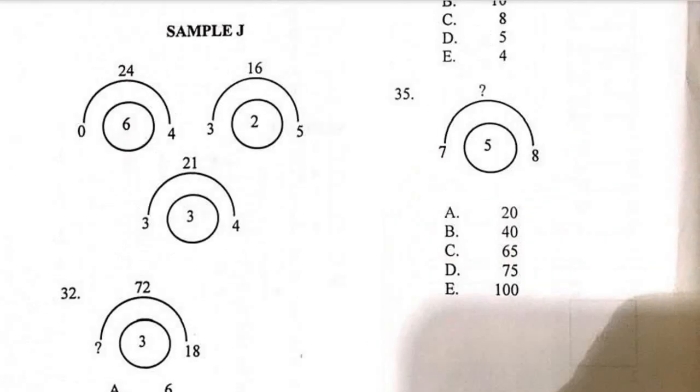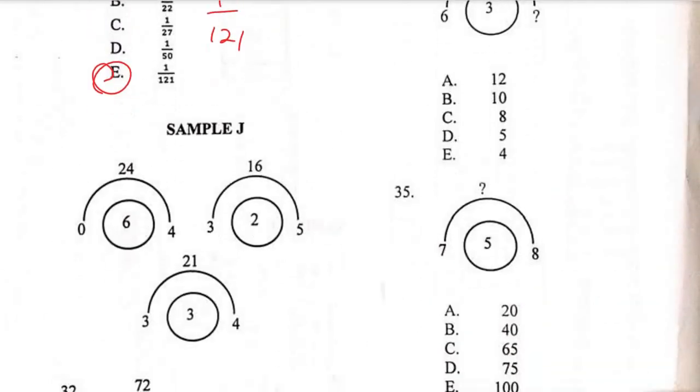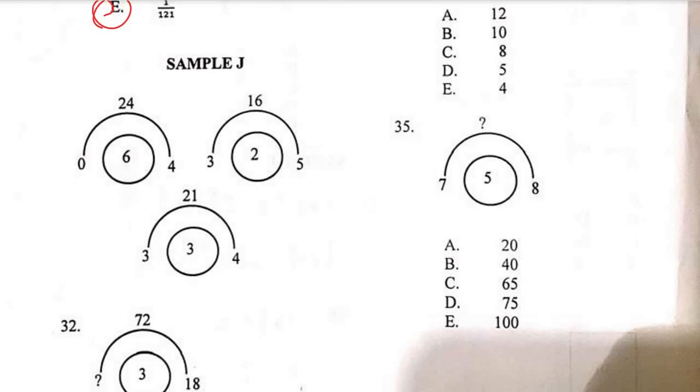So let's take a look at sample J. For sample J, we have 0, 4, 24, 6 in the smaller circle. So we need to try and figure out this sample to know what's going on here. For this sample, I'm going to put a symbol here to guide us. 24 divided by 6 is 4. Right? Let's try if it works here.